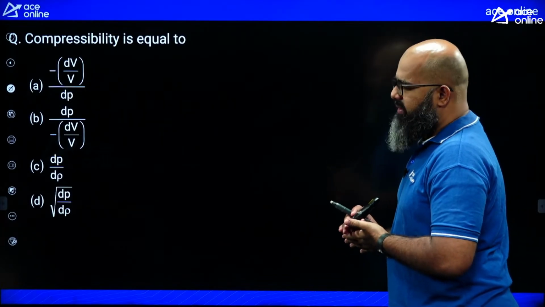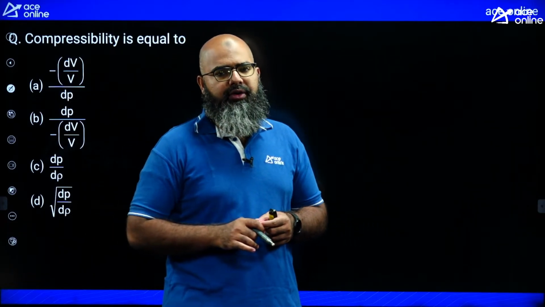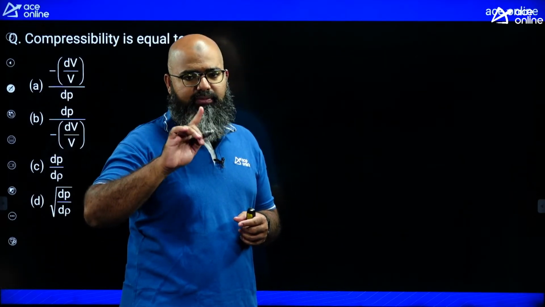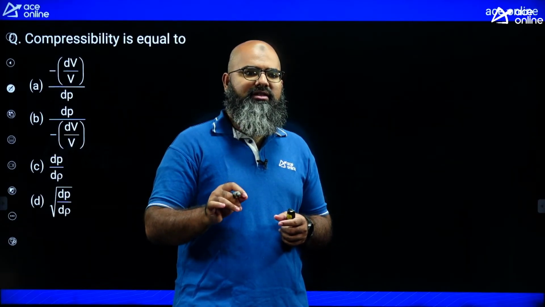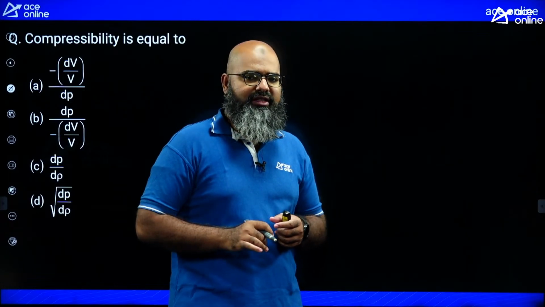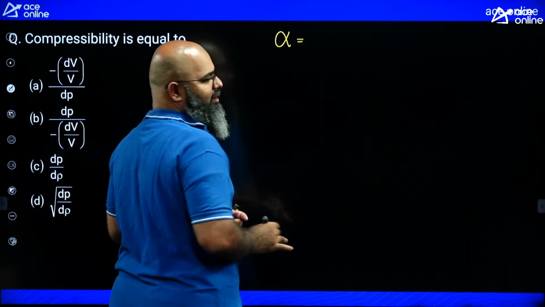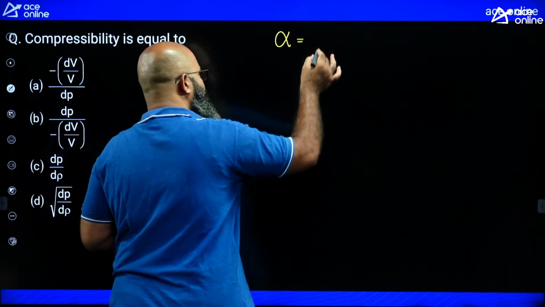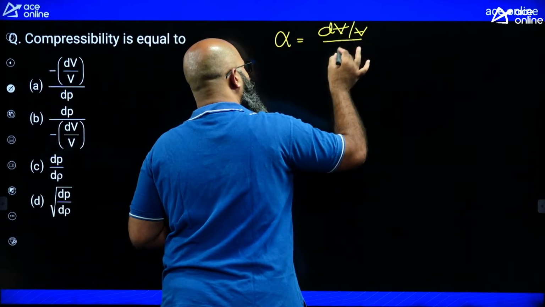Compressibility is equal to how much? Look, when it comes to compression, there are two properties important for you. One is compressibility itself, the other is called as bulk modulus. You have to keep both these things in mind. As a matter of fact, remembering one value is as good as you can remember the second value also, because both are inverse of each other. Now, compressibility alpha is basically the ability of a matter to compress. So, how easily it is going to compress? How easily it is going to compress is given by volumetric strain dV upon V upon dP.